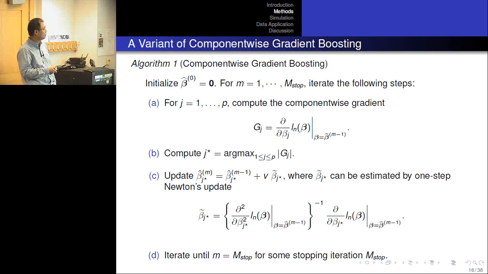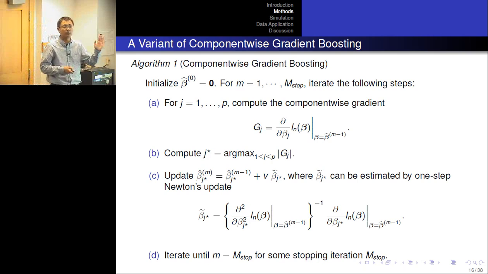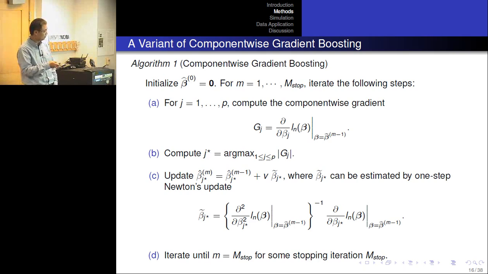To update this parameter, we can use a one-step Newton-Raphson update to calculate the optimal parameter. Remember, in Newton-Raphson usually the Hessian matrix is p by p dimensional and the gradient is p dimensional. But for this one, we only calculate the coefficient for this optimal element. That's why here the second derivative is a scalar. It's easier to calculate, not like previously where we had a p by p dimensional matrix. Here we only calculate one scalar. And then we iterate until some stopping iteration.